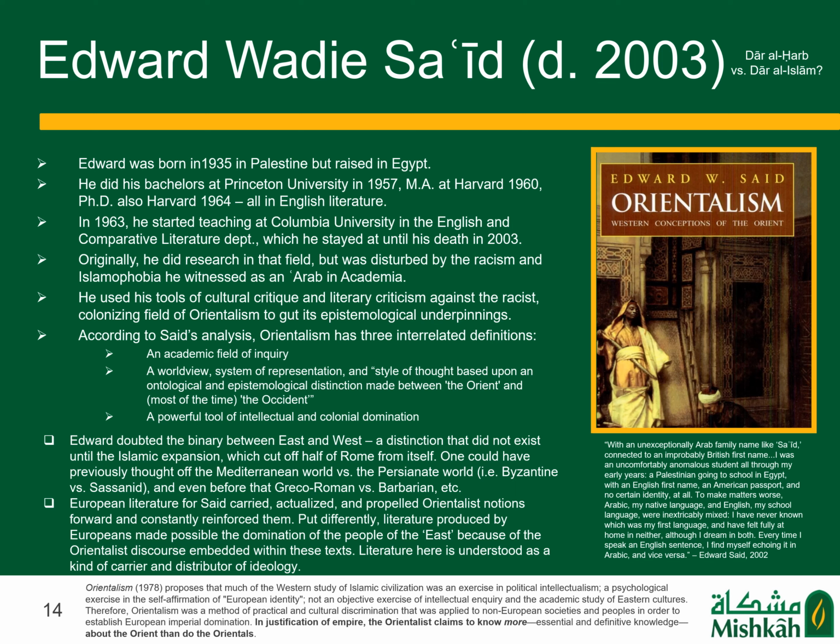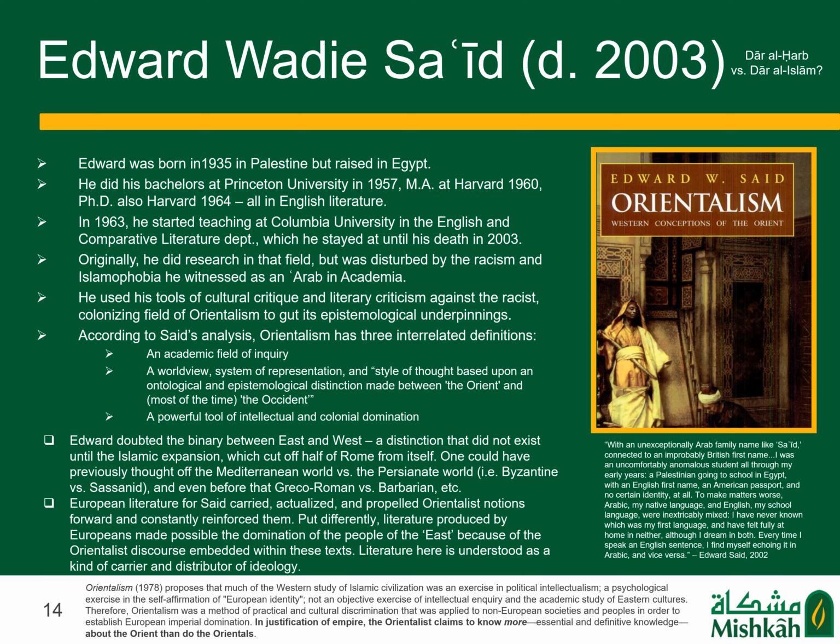And so according to Edward Said's analysis, Orientalism has three interrelated definitions. It's an academic field of inquiry. It's a worldview, a system of representation, and a style of thought based upon an ontological and epistemological distinction made between the Orient and the Occident. And it was a powerful tool of intellectual and colonial domination. In other words, it spewed out propaganda for colonial domination, like we mentioned with those letters from Napoleon.